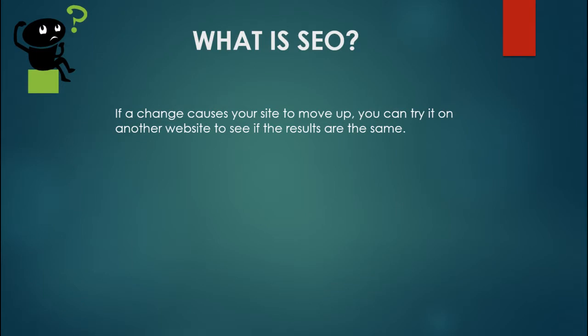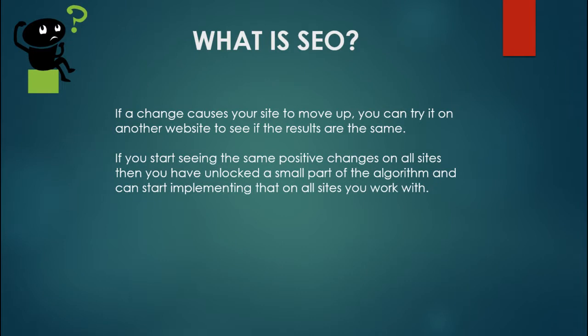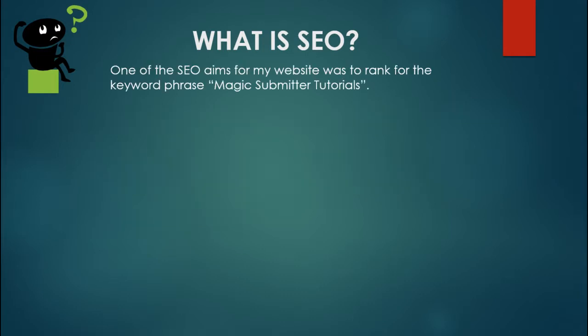If a change causes your site to move up, you can try it on another site and see if the results are the same. If you start seeing the same positive changes on all sites, then you have unlocked a small part of the algorithm and can start implementing that on all sites you work with. Sounds simple, right?